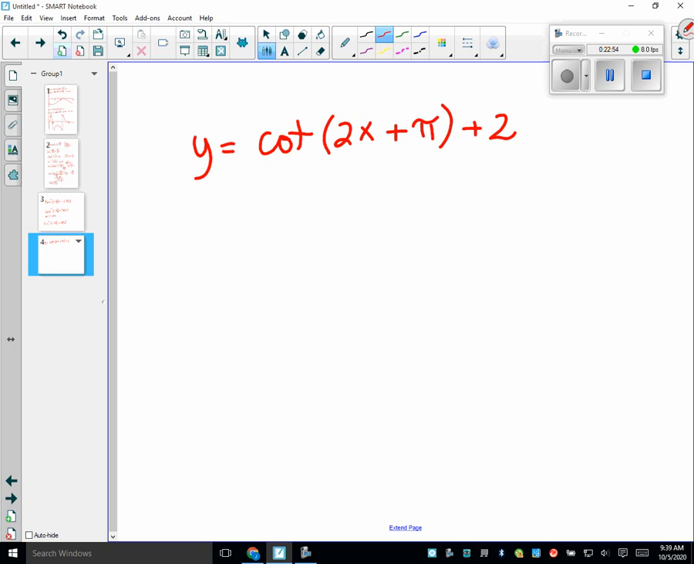What's the period? Pi over 2. Tangent, cotangent is pi. What is the phase shift? Pi over 2. What's the vertical shift? Up 2. So put it in your calculator.